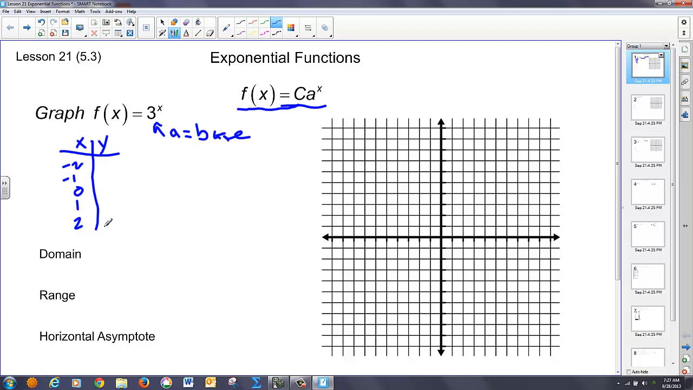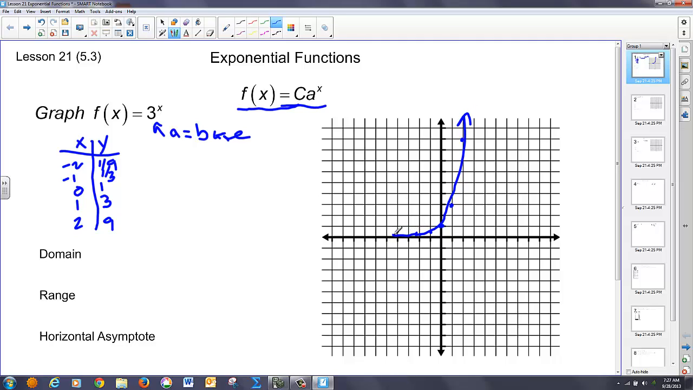So plug in 2, 3 squared is 9, plug in 1, 3 to the first is 3, plug in 0, anything to the 0 power is 1. 3 to the negative 1, that's like taking the reciprocal, so that's 1/3, and then finally 1/9. So if I go ahead and graph those, here's 0, 1, 0, 3, 6, 9, 1/3, 1/9. So you can see this exponential function rises quite quickly, like so, and it levels out.